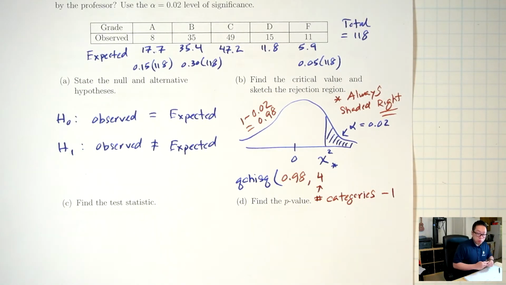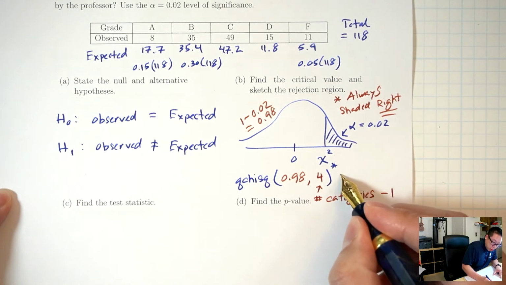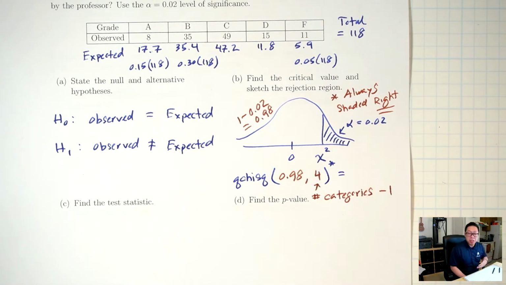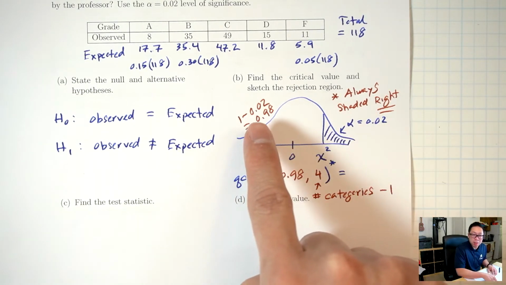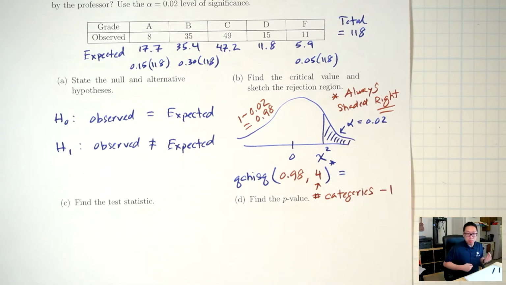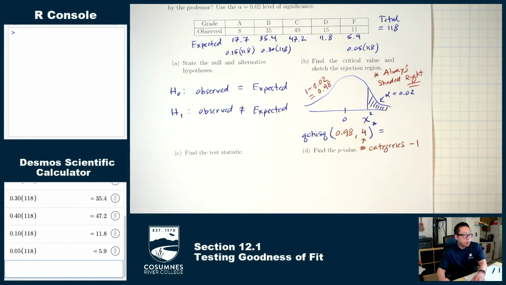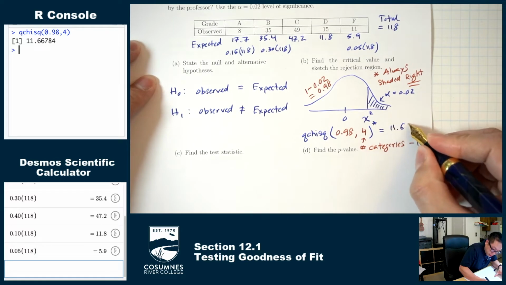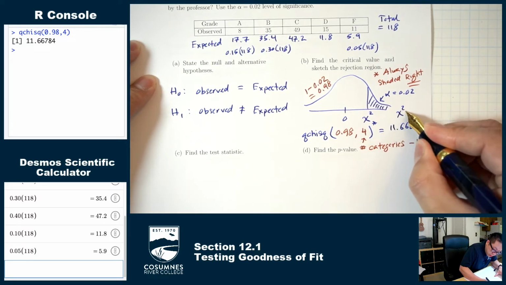So in R, we're going to do q chi-square 0.98 comma 4. And just based on my picture, I expect a positive answer. So if you get a negative answer, you probably just forgot to do the 1 minus on the alpha. So just remove the negative sign. Okay, so in R, we're going to go q chi-square 0.98 comma 4. Okay, I do have a positive answer here, so that's 11.668. Okay, and that's a chi-square star.